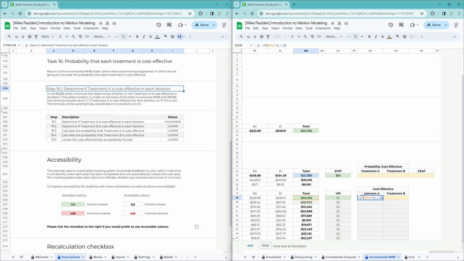Otherwise, well, this cell must be positive, which means treatment B is cost effective, so we want a 0 in this cell. And then this is going to be copied down. We don't need to lock anything, so let's just press enter. And that's going to get copied down to the remainder of those 10 iterations.